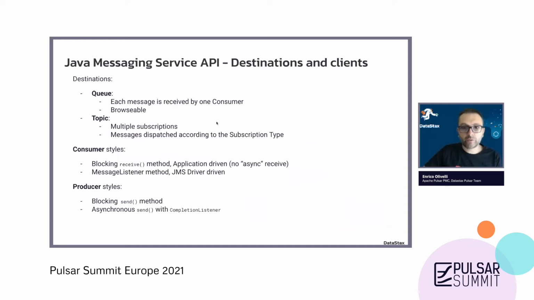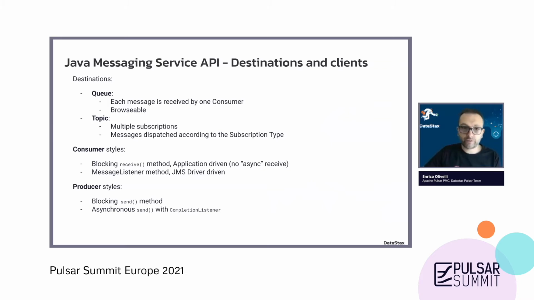In the JMS API, we have two kinds of destination. You have the queue, that is a sequence of messages, and each message is received only by one consumer at a time. Only one consumer. And you can browse the contents of the queue and see the list of messages that have not been processed by any consumer. And the topic is similar to a queue, it's a destination, a container of messages, but you can have multiple subscriptions, so the same message can be dispatched to multiple consumers, or groups of consumers, and messages will be dispatched according to the subscription type.